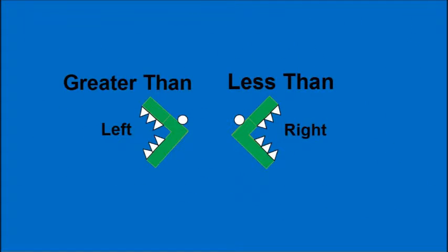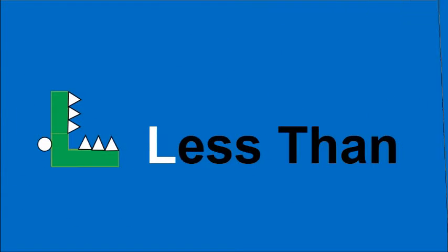Now we know that the first hungry alligator in this picture represents the greater than symbol because his mouth opens toward the left, and the second hungry alligator in this picture represents the less than symbol because his mouth opens towards the right. Even though we know this, it is still easy to confuse the two symbols. Here's a tip to avoid confusion. The less than symbol looks like an L. L for less than.